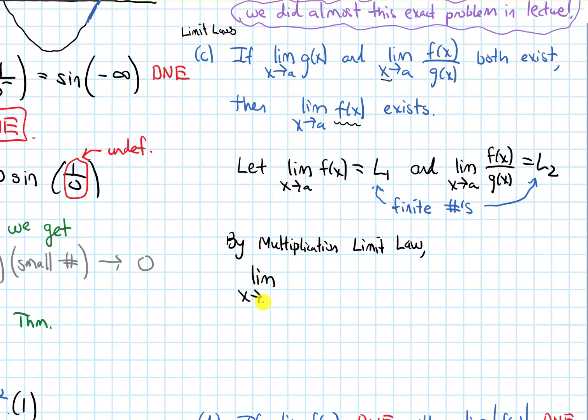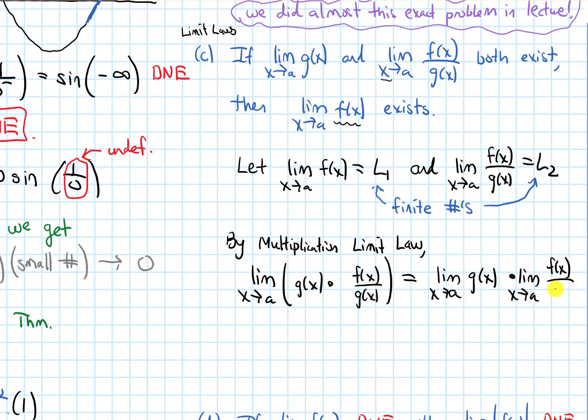if we form the limit as x approaches a of the first function g of x times the second function, which is f of x over g of x, the limit law says, because both of those individual limits exist, this is going to be equal to the limit as x approaches a of g of x, times the limit as x approaches a of f of x over g of x. I can only say that because both of these limits exist. If I simplify the left-hand side, the g of x's cancel, and I get f of x. And on the right, the limit as x approaches a of g of x.